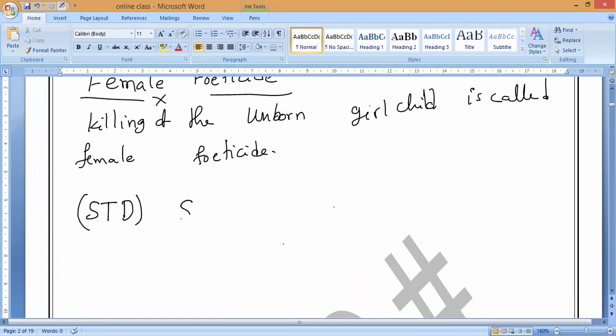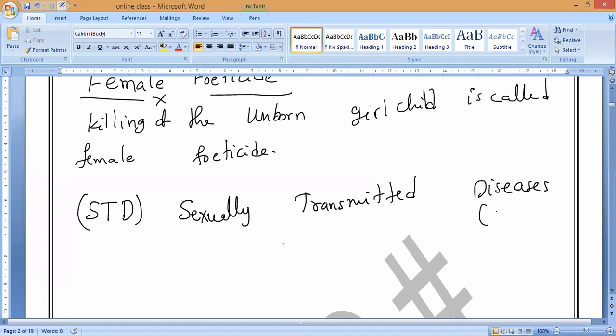STD means sexually transmitted diseases. I already told you about physical barriers, where we use condoms and caps. There we studied sexually transmitted diseases. These physical barriers are the most famous method to prevent sexually transmitted diseases.